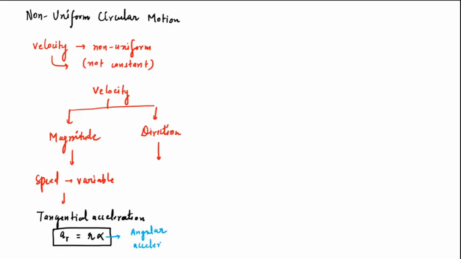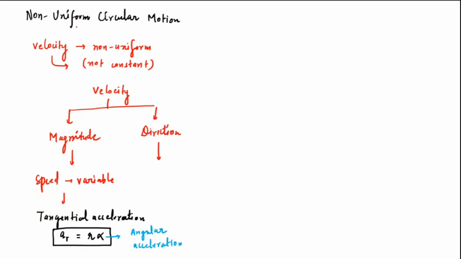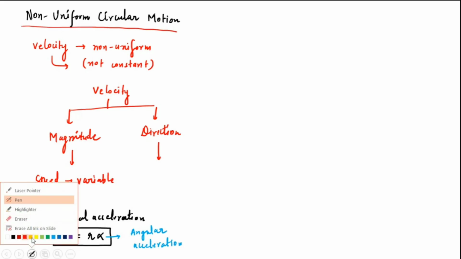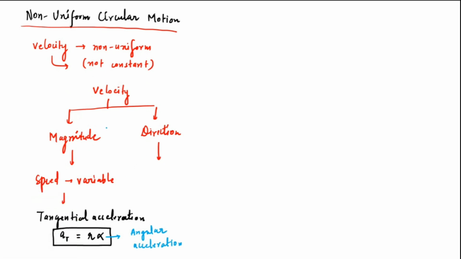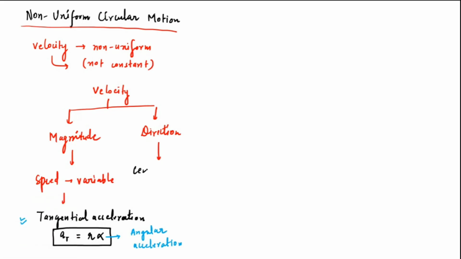Although it is not in your syllabus, so I'm not going into details of it. Just giving you an idea that if there is a non-uniform circular motion, the object must be moving with non-uniform velocity, and that non-uniform velocity results in a change in its magnitude as well as in direction. So a change in magnitude leads to tangential acceleration, whereas a change in direction, as we already discussed, leads to centripetal acceleration.